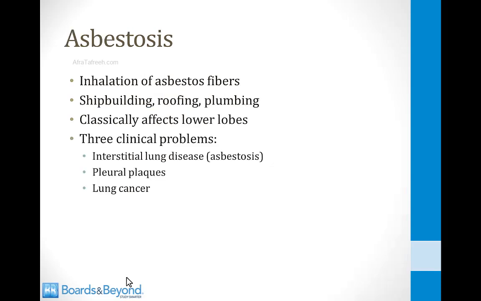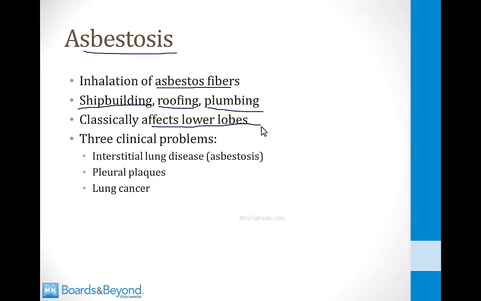The final occupational lung disease we'll talk about is asbestosis, and this happens when workers inhale asbestos fibers. So asbestos is used for insulation. It's very strong, it's fire resistant, so you usually won't see it. It's found inside the walls of structures. So you'll find it inside the walls of ships, under roofs, and surrounding pipes in plumbing. Workers who inhale asbestos fibers and get asbestosis classically have problems in their lower lobes.